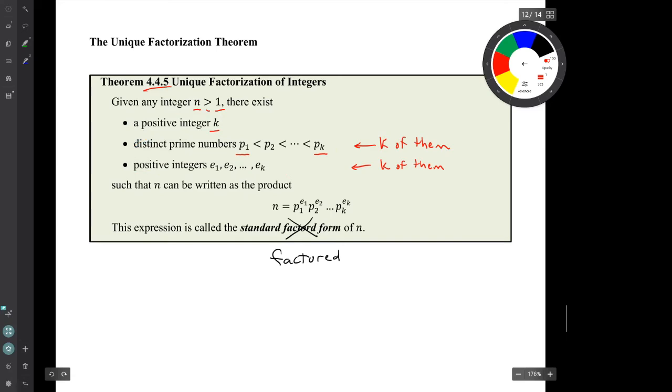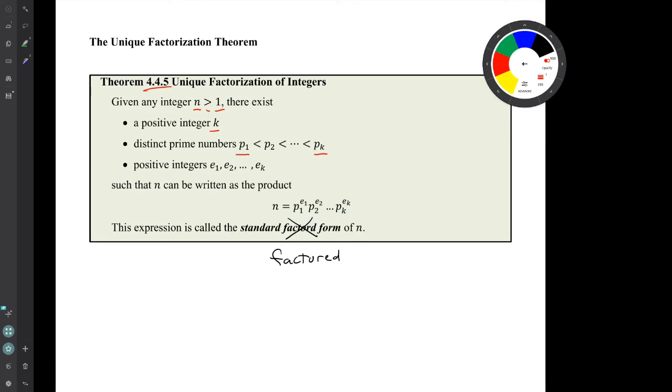Now, what about them? They have the property that n can be written this way. n can be written as a product of terms, each of which is one of those prime numbers raised to the power of one of those integers. And that's called the standard factored form of n. This expression is called the standard factored form of n.